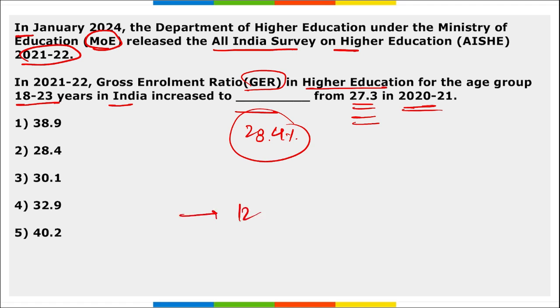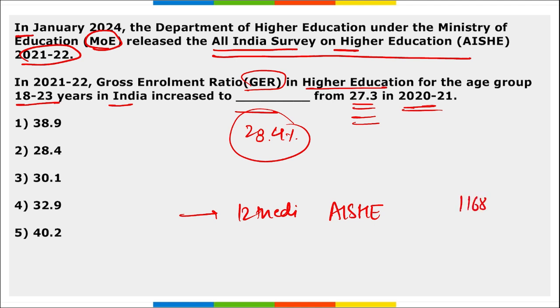Next thing you can remember, this was the 12th edition of this AISHE, that is All India Survey on Higher Education. Correct? In this, a total of 1,168 universities or institutions that included 45,473 colleges were surveyed and this data was released. So right option here becomes option 2, 28.4.